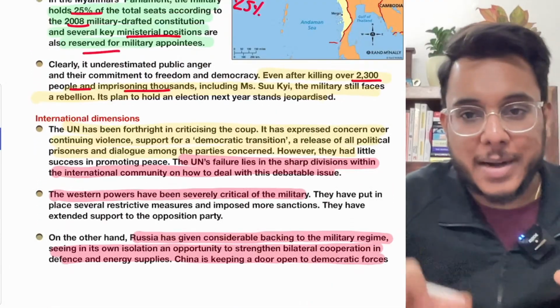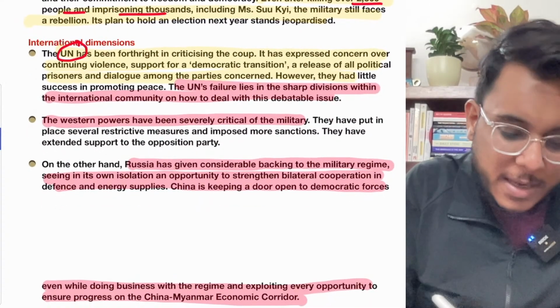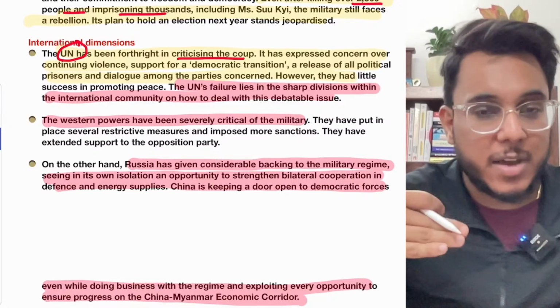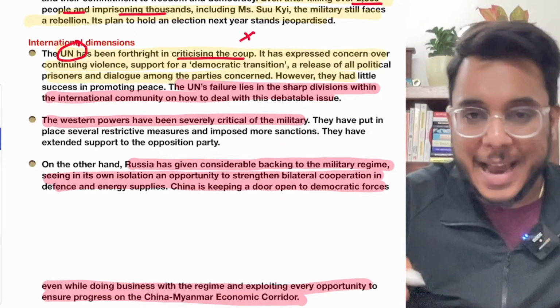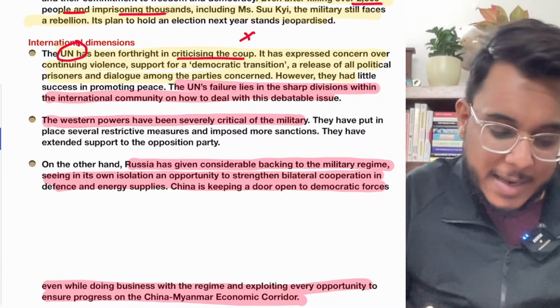Now, this particular matter has also reached the United Nations, and the United Nations has very vehemently criticized this act of the military, this particular coup, and has said that a democratic government needs to be established immediately.